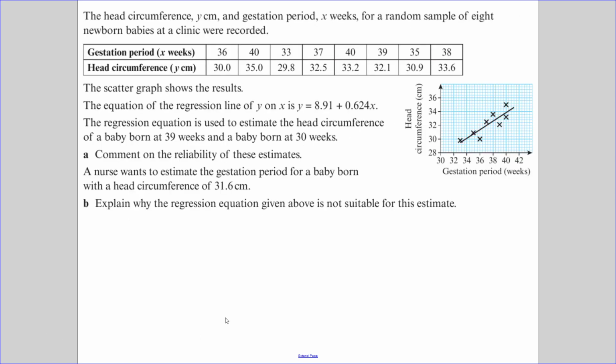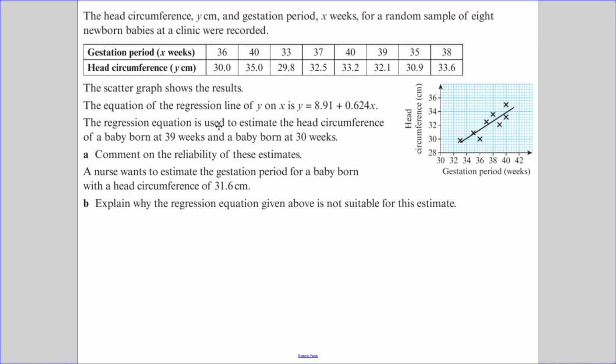For the second example, we are given some data about head circumference and gestation period of newborn babies in a clinic. So there are only 8 here, so we're going to get a bit of deviation because it's quite a small sample size. So we've got a scatter graph. We can see there is a bit of deviation, but we can draw this line of best fit here, which looks reasonable. The equation of our regression line here is, so we've got our start value here, plus we've got a gradient of 0.624. So as the gestation period increases by 1, the head size increases by 0.624 centimeters in circumference.